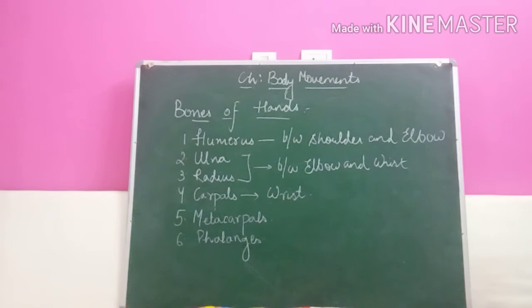Now, my dear students, we will study about the bones of our hands. Now, there are different types of bones which are present in our hand. Number one is your humerus. This humerus is actually present between shoulder and elbow.